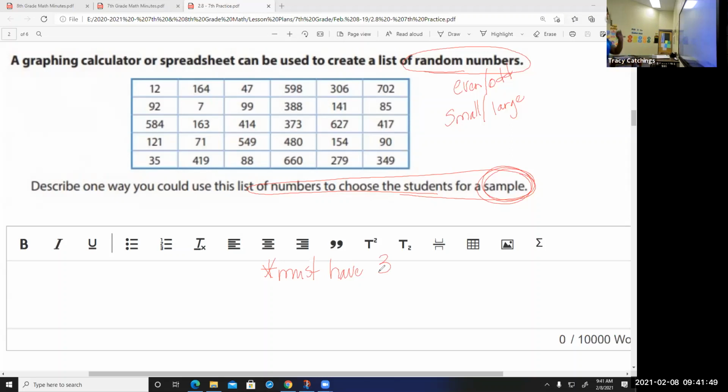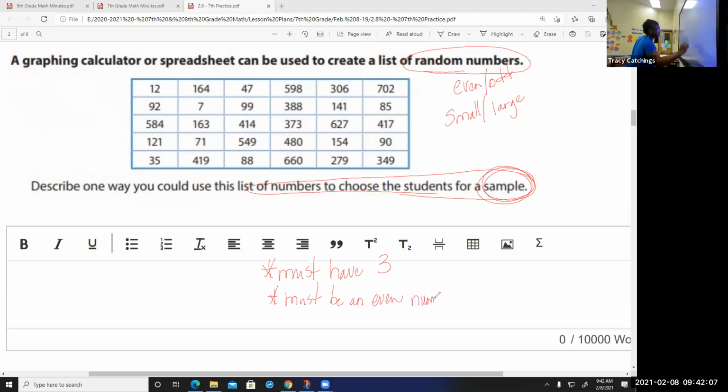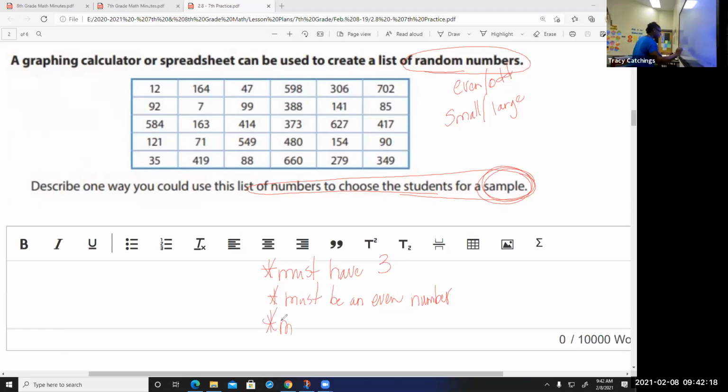What are some other characteristics that we can separate it to? Jamal, you said even, odd. So if you had to choose which group you want, even or odd? Even, separated by 2. Somebody else, what are some other characteristics? Only having 2 place values. I like that one, Tamir. Must have 2 place values.